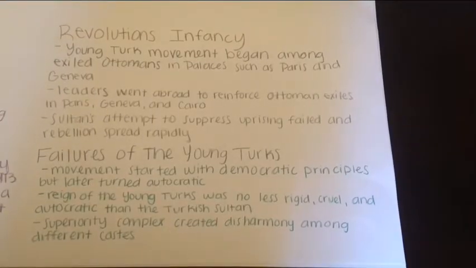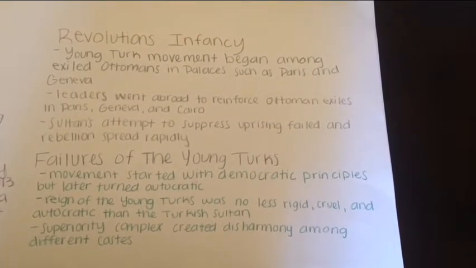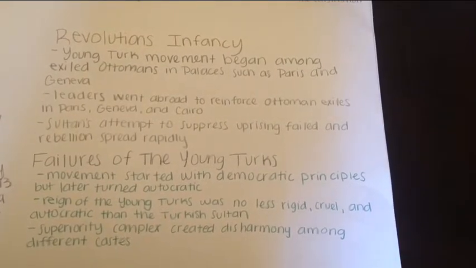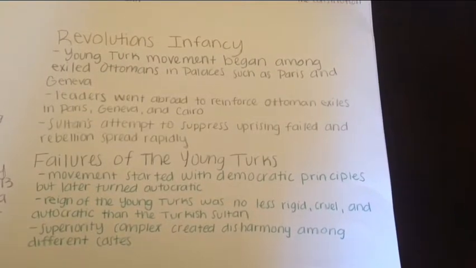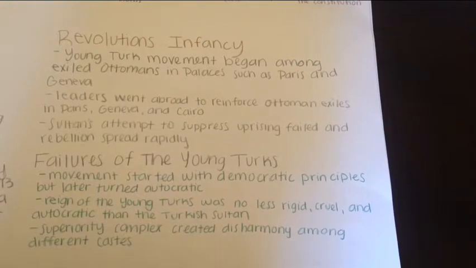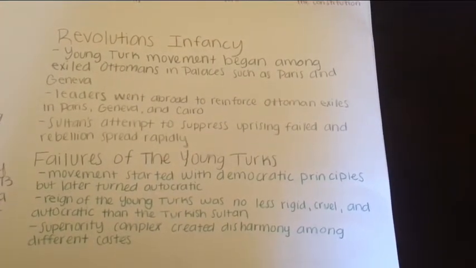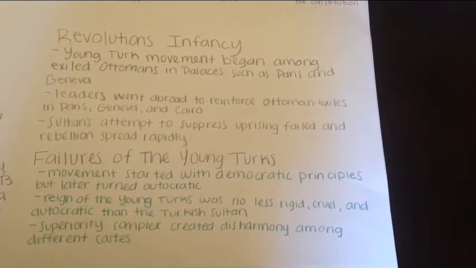Revolution infancy. The Young Turk movement began among exiled Ottomans in places such as Paris and Geneva. Leaders went abroad to reinforce Ottoman exiles in Paris, Geneva, and Cairo. The Sultan attempted to suppress the uprising, failed, and the rebellion spread rapidly.